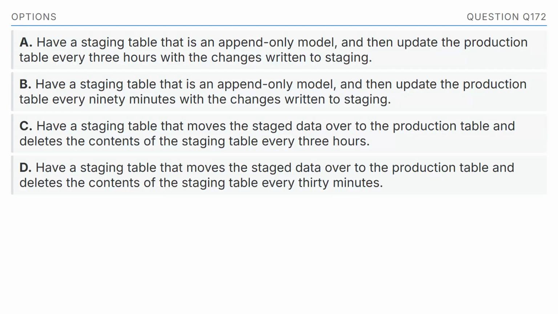The options are: Option A, have a staging table that is an append-only model, and then update the production table every 3 hours with the changes written to staging. Option B, have a staging table that is an append-only model, and then update the production table every 90 minutes with the changes written to staging. Option C, have a staging table that moves the staged data over to the production table and deletes the contents of the staging table every 3 hours. Option D, have a staging table that moves the staged data over to the production table and deletes the contents of the staging table every 30 minutes.